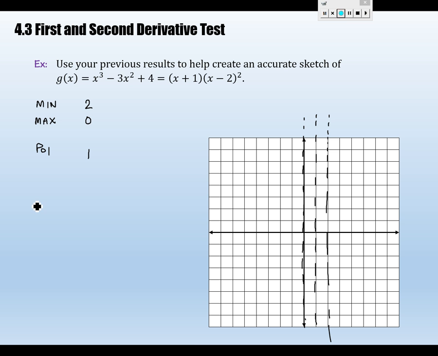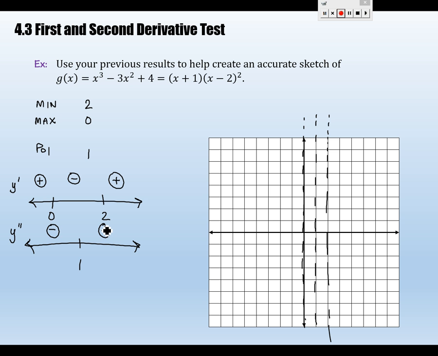So maybe I'll actually even put the number lines up here too, just so we have them. Y prime and Y double prime. 1, 0, and 2, just to make this really clear here. Y prime was positive, and then negative, and then positive. And Y double prime was negative and then positive. I'm just copying the stuff I had on the board the other day, right? Yesterday. Great.